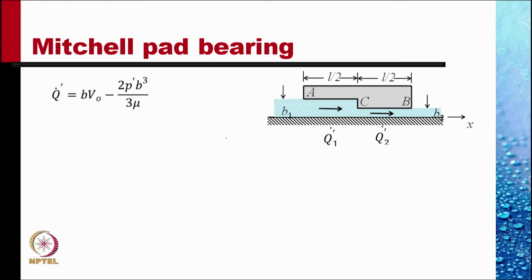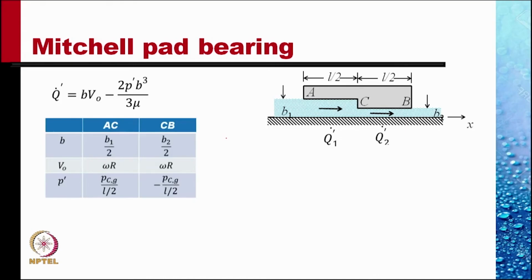Now, for the two parts of the channels, AC and CB, we can write the values of B, V naught and P prime to be used in there. B is equal to B1 by 2. The half width of the channel is B1 by 2. For the part CB, it is B2 by 2. V naught in both cases is omega r.